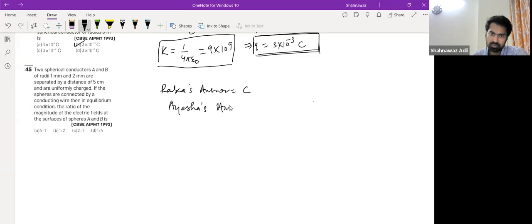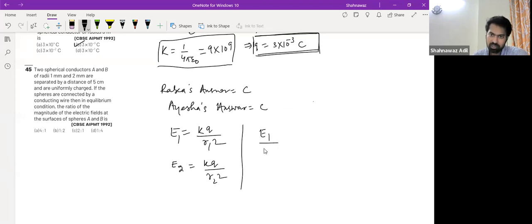So how did you guys get option C? E is how much? At the surface we are calculating. So let's say E1 would be KQ by R1 square, E2 would be KQ by R2 square. So E1 by E2 would be KQ1 by R1 square, KQ2 by R2 square. Q and Q cancel, and E1 by E2 is R2 square by R1 square. Is that correct, guys?